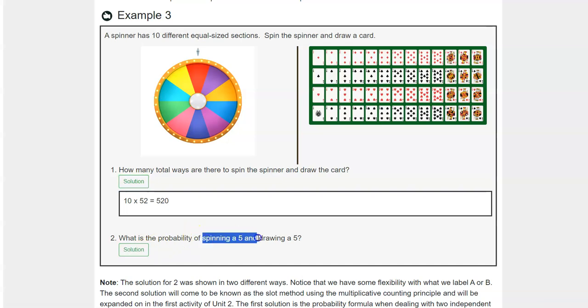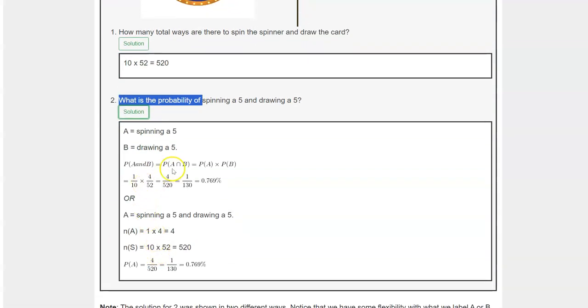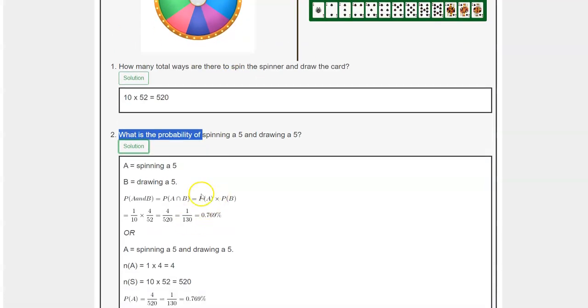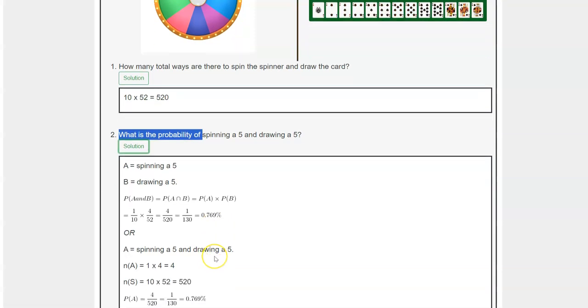What's the probability of spinning a 5 and drawing a 5? Well, there's a 1 out of 10 chance of spinning a 5. So let's say these were numbered 1 through 10, and 4 out of 52 cards are 5s. Then what you do is you multiply the probability of event 1 times the probability of event 2. So 1/10 times 4 out of 52. Put that in a calculator if you like, or use fraction rules. 1 times 4 is 4. 10 times 52 is 520, and then figure that out, okay?